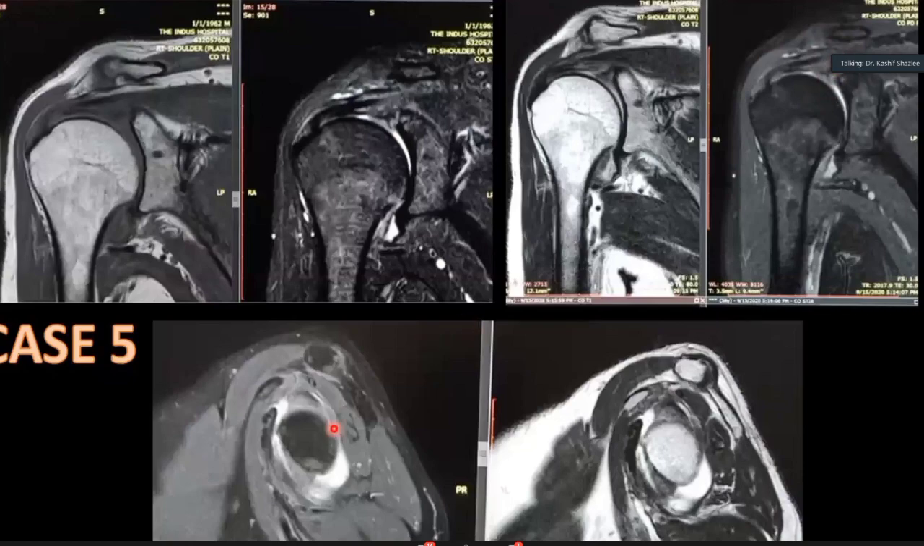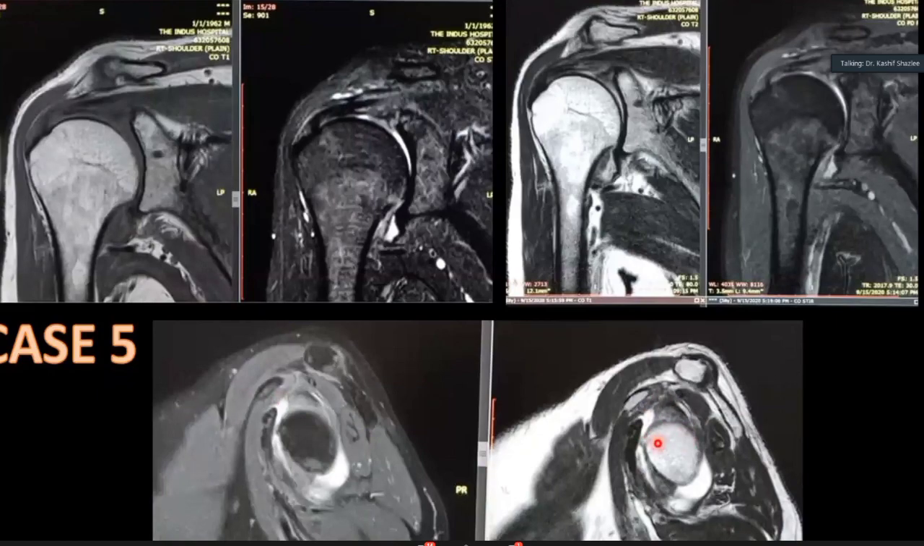Okay, this is a sagittal image, and you can find here that there is also abnormal high T2 signal intensity within the substance of the long head of the biceps at the site of its insertion. Similarly, you can see a similar finding on the T2 weighted image.